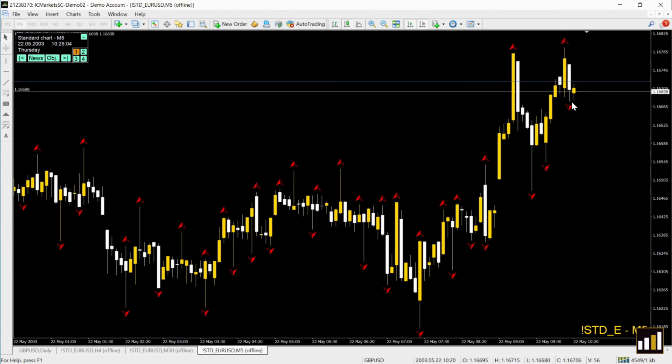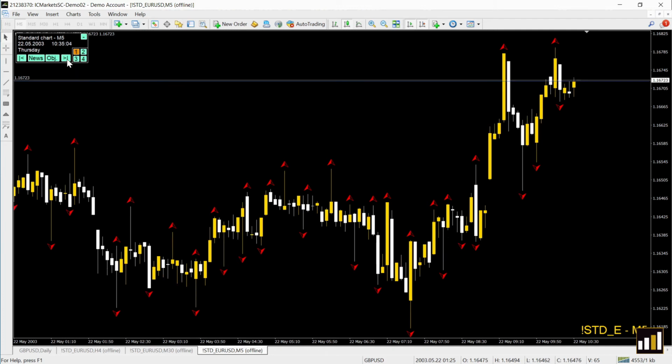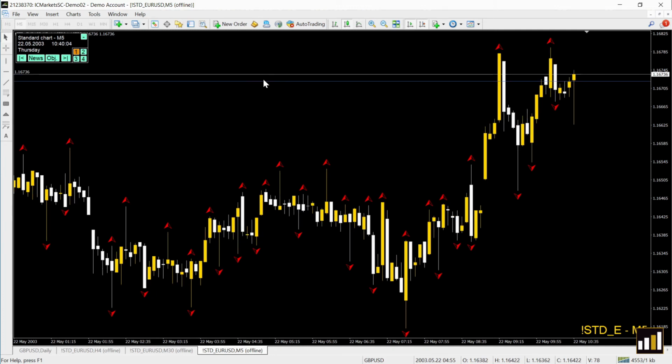Here we have a nice fractal right close to price. And it is a confirmed fractal, because we have two candles to the right and two candles to the left, and the fractal remains. So now we are looking for prices to break through this fractal. Not yet. There we go. So we have prices breaking through this fractal right over here.